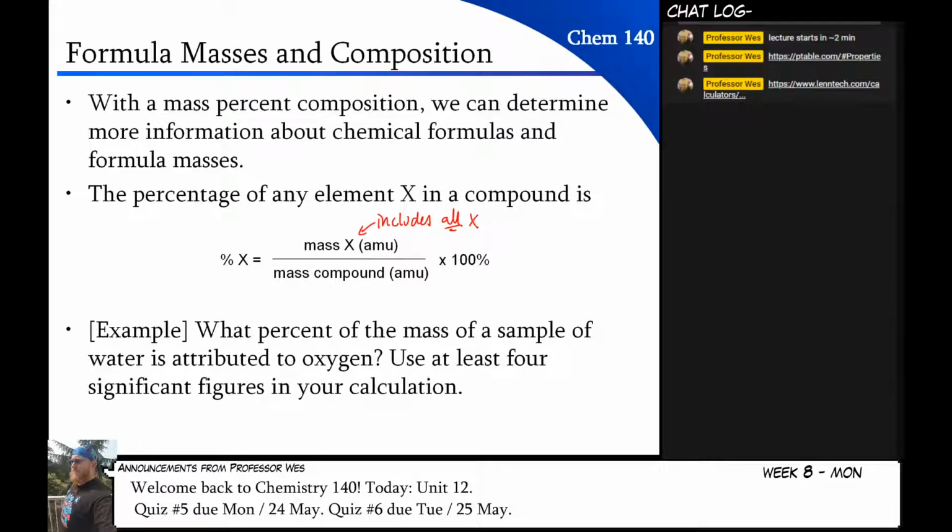As an example, what percentage of water is oxygen?